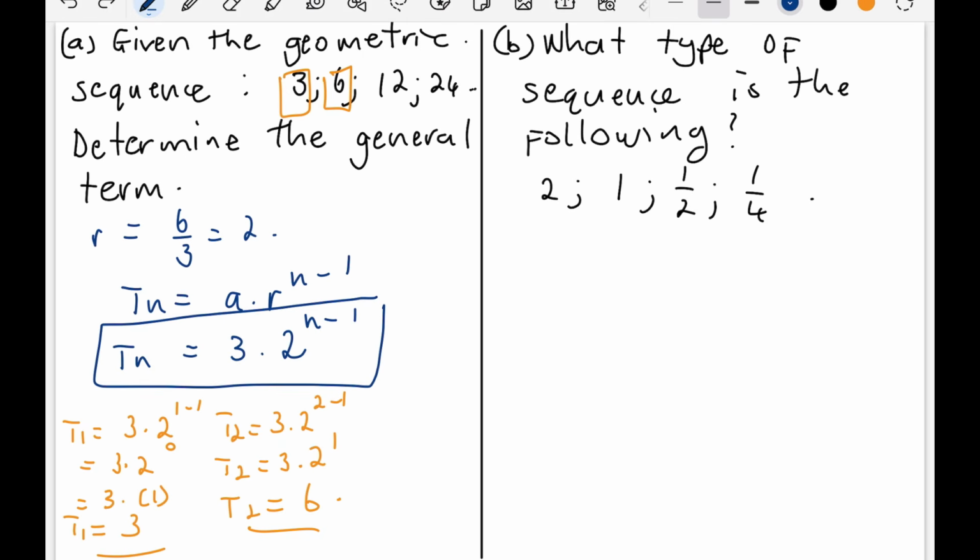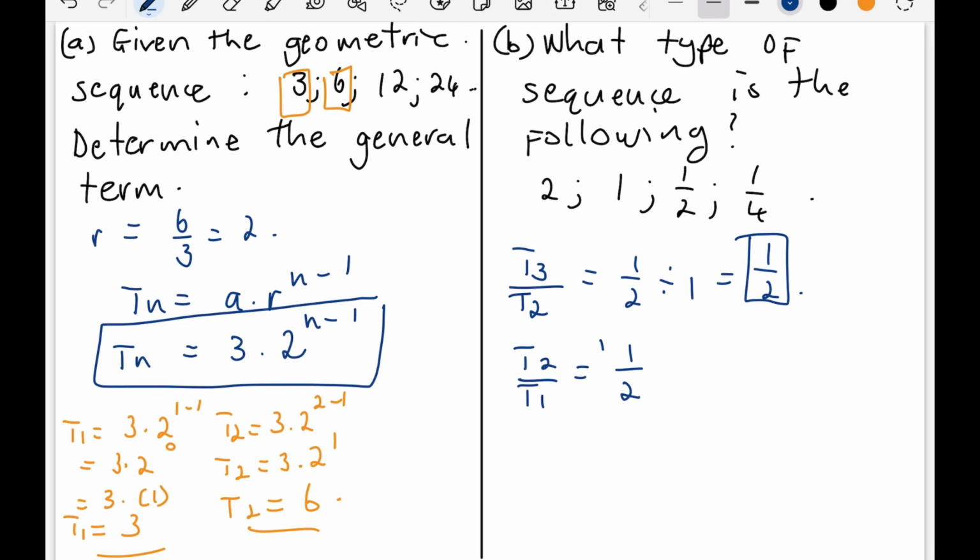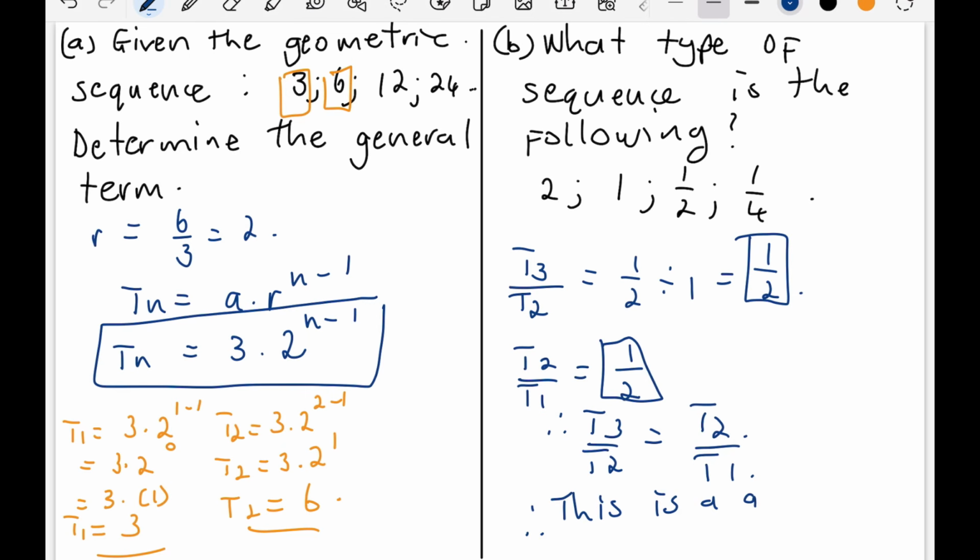It's also not quadratic. But if you take term 3, and this is how you answer a question like, what type of sequence is the following? If you take term 3 and divide it by term 2, that's a half divided by 1, which is a half. And if you take term 2 and divide it by term 1, that's 1 over 2. Now, can you see that therefore term 3 over term 2 is the same as term 2 over term 1, and therefore this is a geometric sequence?